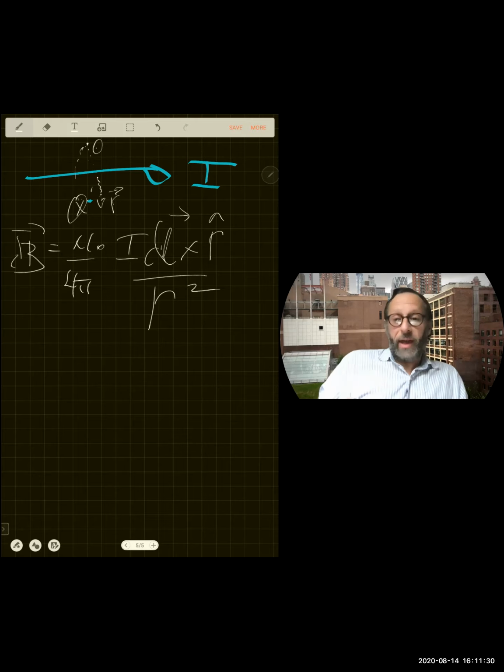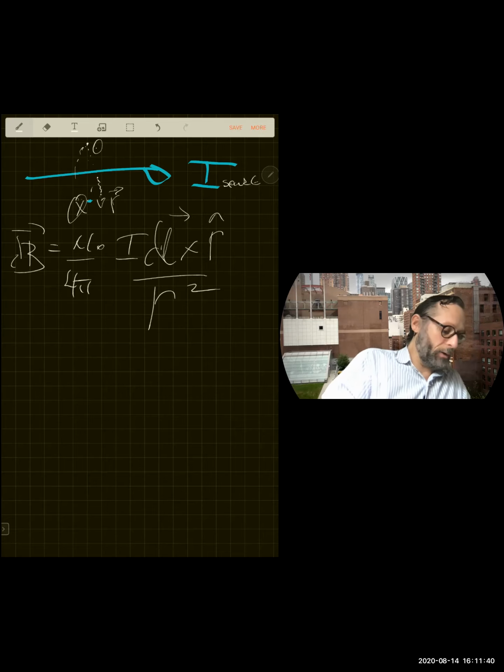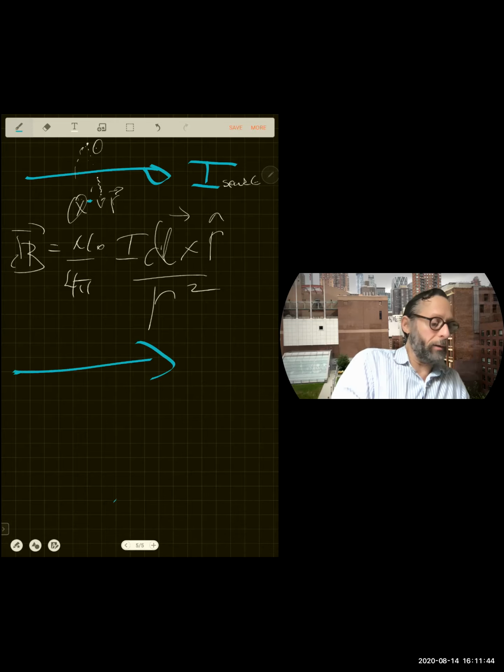But now what does that mean? It means now if I put another wire in, so that first wire was like the source current. Now let's say I put in another wire, another current somewhere nearby below it running parallel. We'll call that I test.